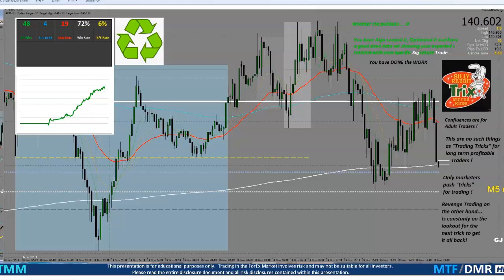Revenge trading, on the other hand, is constantly on the lookout for the next trick to get it all back. Okay, the chimp in your head, and that's a lot like that credit card at 0%. Hey man, it's 0% now. I don't care that in 14 months it cranks up to 27%. And that doesn't concern me. I want my Oompa Loompa now, daddy. Right?